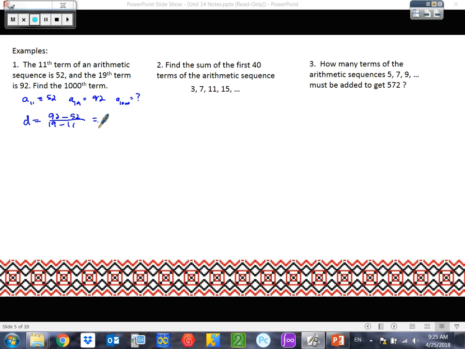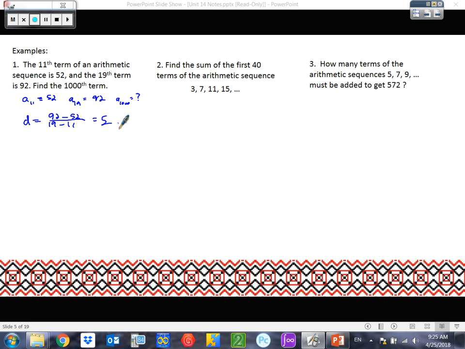What that does is a cool little thing. It's kind of like an averaging thing, but I know we're not averaging. We're taking the difference between the values of the terms and the difference in the number of terms, and that's going to give us the common difference. So we do that and we get a 5.